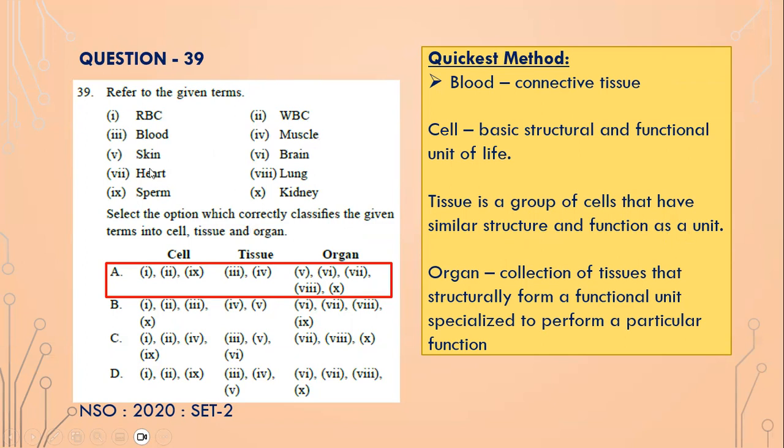And organs, which are organs? Skin is an organ. Skin is actually the largest organ, and the second largest is the liver, and then brain is an organ, heart is an organ, lung is an organ, and kidney is an organ. So what are organs? Organs are collections of tissues that structurally form a functional unit specialized to perform a particular function. Isn't it, the heart basically pumps the blood? Skin protects the body, and it is used for sweating as well. Brain is used for thinking and neurological functions. Kidney basically purifies the liquid, and it forms the urine.